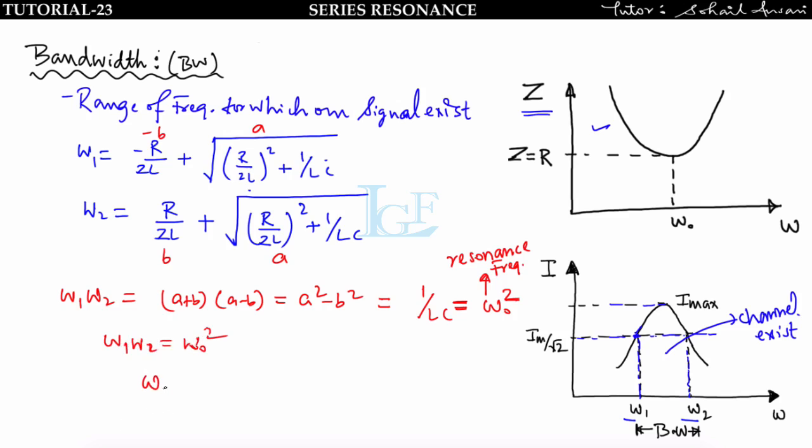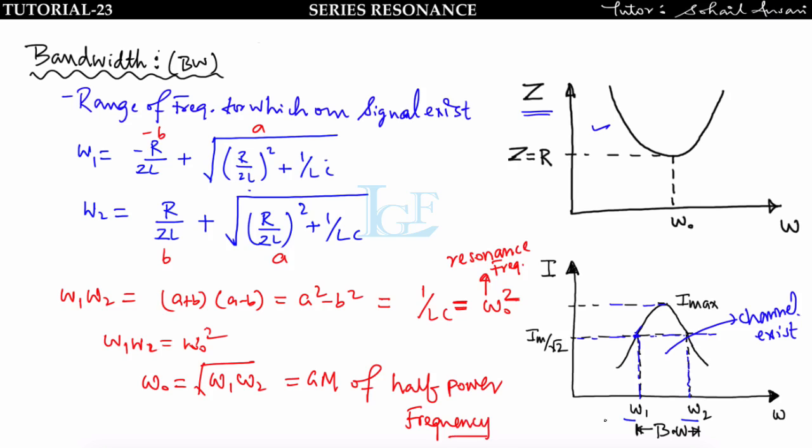So we can write the resonance frequency in terms of the cutoff frequencies like this: omega naught is equal to the square root of omega 1 into omega 2, that is equal to the geometric mean of the half power frequencies. Omega 1 and omega 2 are known as half power frequencies because at these frequencies the power is exactly half of the maximum power. That's why they are known as half power frequencies. And bandwidth is equal to omega 2 minus omega 1, that is equal to R upon L.